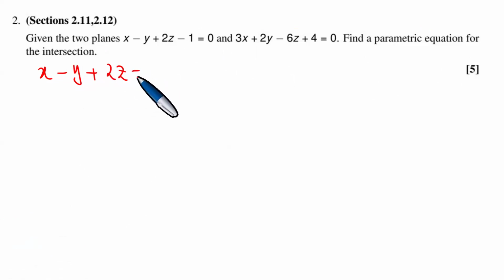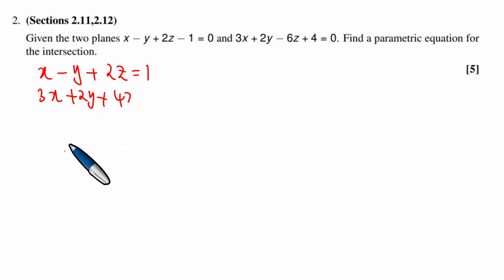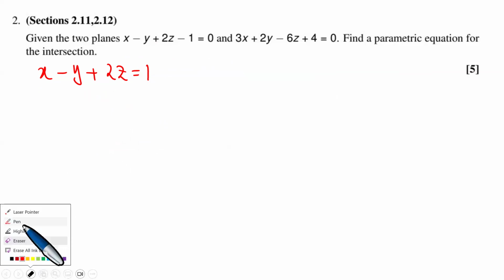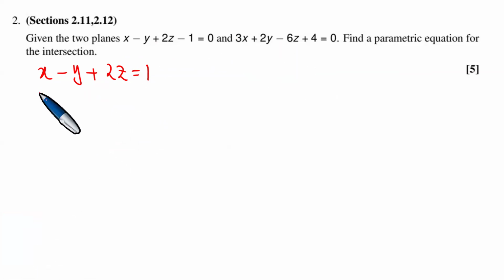And we can equate this to 1. And then we have the other one, 3x plus 2y plus 4z. Okay, I need to write this correctly. Right, obviously we've written this correctly. It is x minus y plus 2z equals 1. Let us write the next one correctly. So this one here is going to be 3x plus twice y minus 6z is minus 4. That is what we have here.